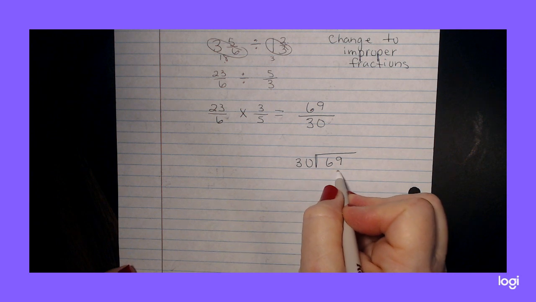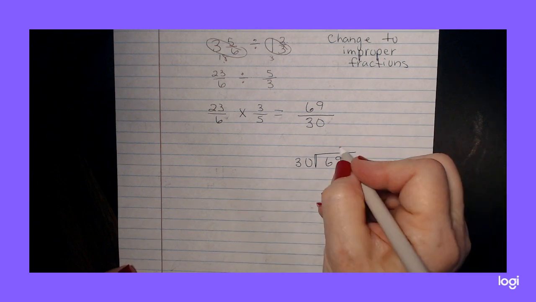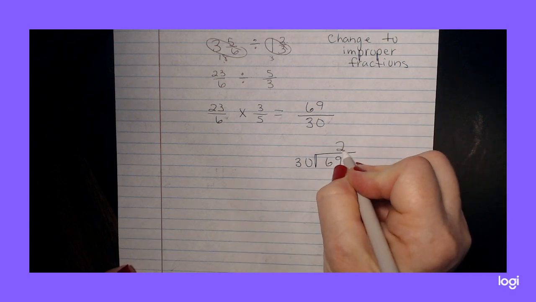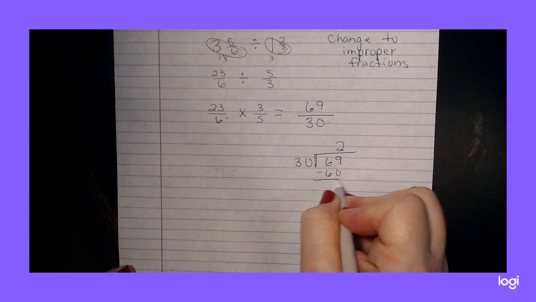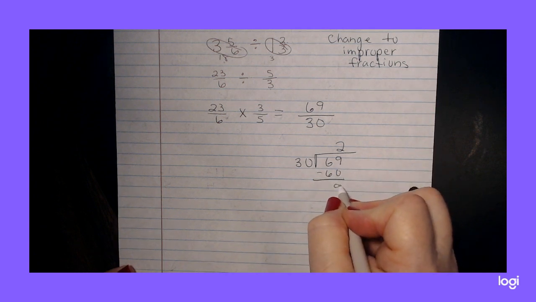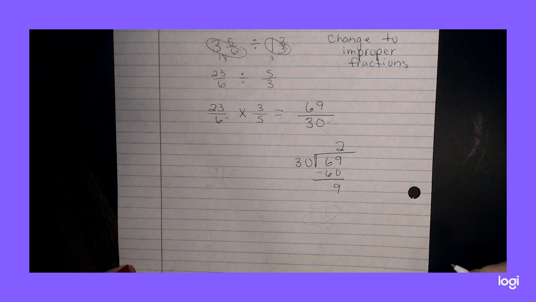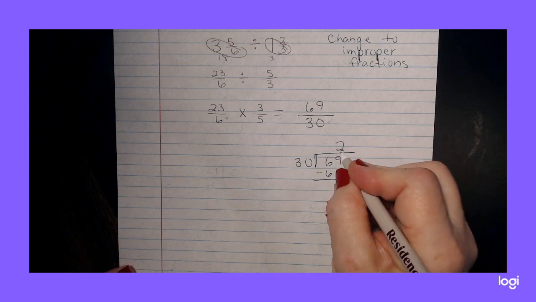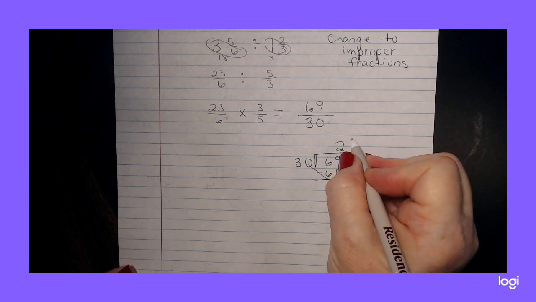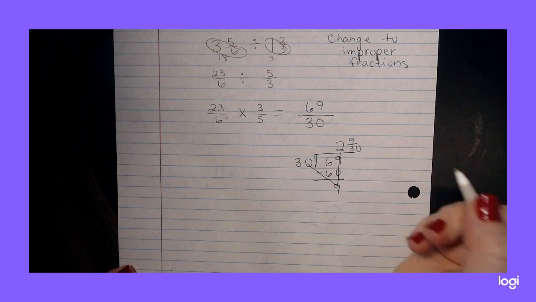All right, let's see. 30 goes into 69. It looks like 2 times, which is 60. And I subtract here to get a 9. My mixed number is 2 and 9/30. So I have here 2 and 9/30.